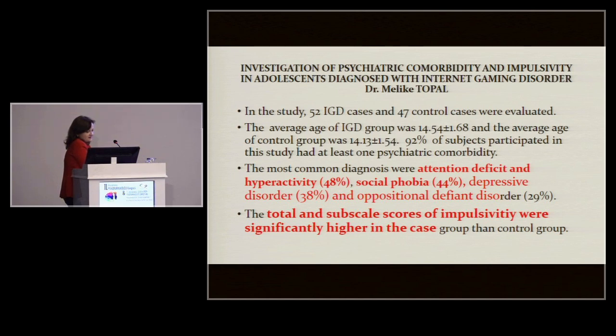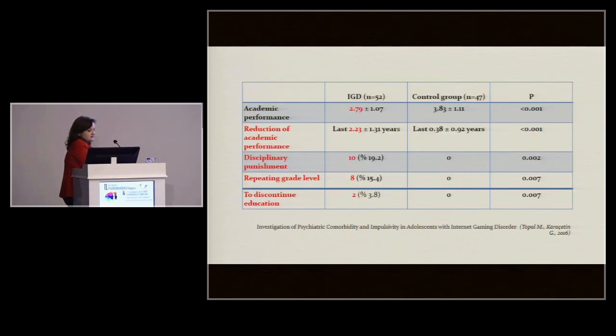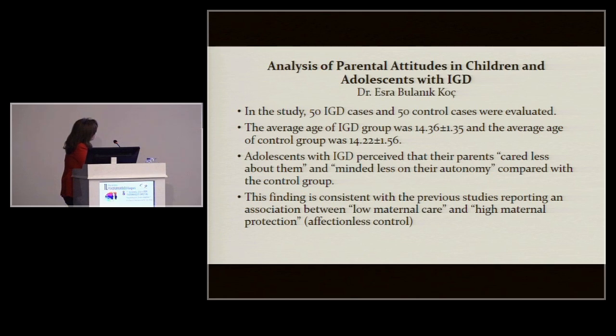In the last 1 minute, I have some studies that are evidence-based. We see that in gaming disorder, the patients are separated from the control group with significant differences. In terms of comorbidity and in terms of functionality, they are different from their peers. And lastly, I would like to finish with a slide. This is from Dr. Melike, from our clinic, and we see that when compared with their peers, they have a reduction of academic performance and disciplinary punishment, and discontinue education at significantly high levels.